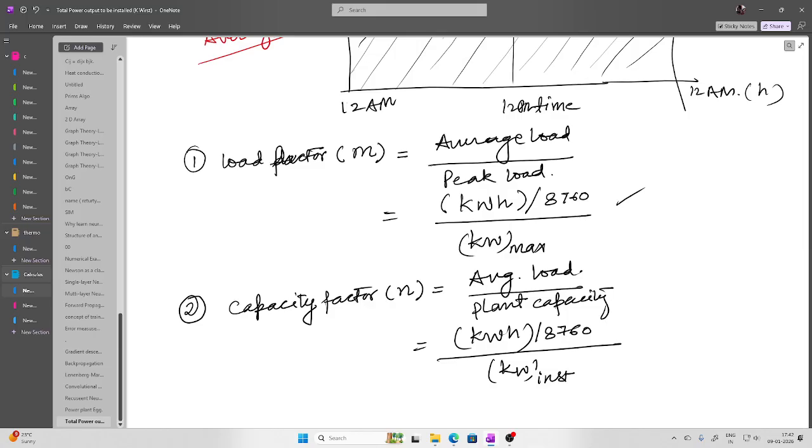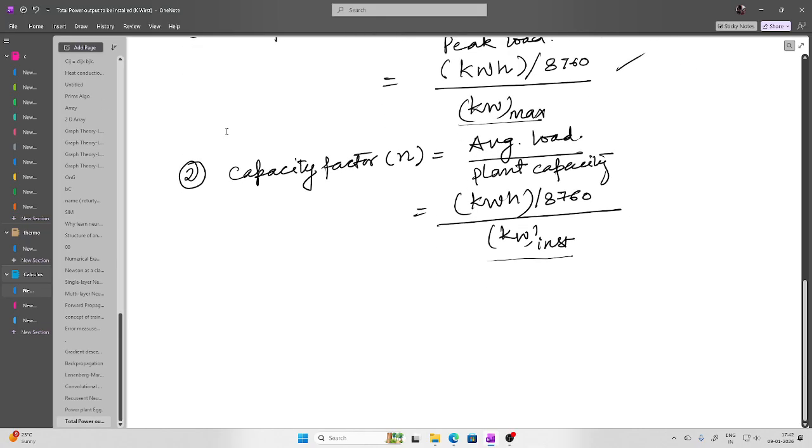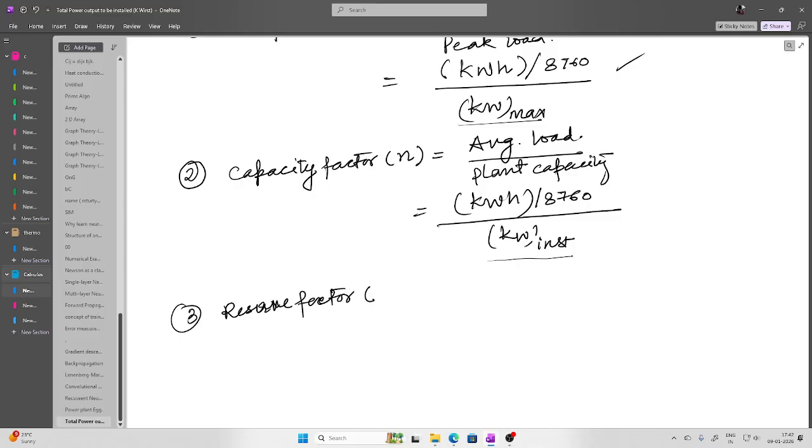So if the maximum load and the installation capacity of any plant are the same, then the load factor and the capacity factor will be equal. And this difference between the installation capacity and the maximum capacity tells you about the reserve which is there with the plant. That means how much more the plant can produce. So here comes another factor called the reserve factor, represented as R.